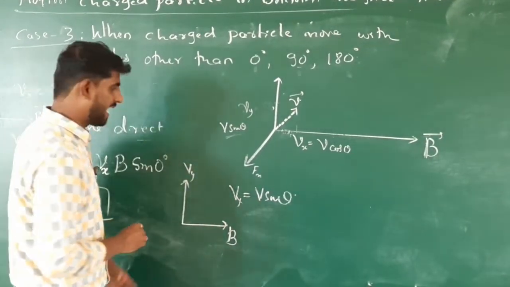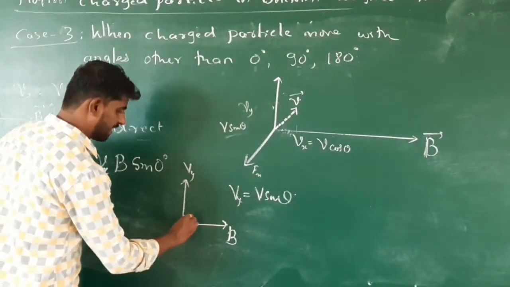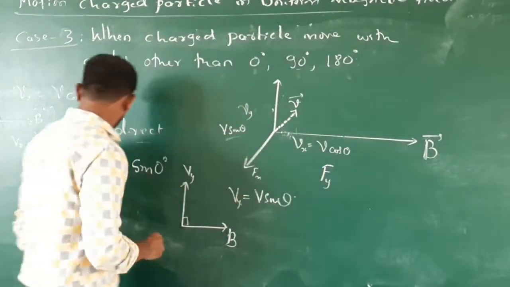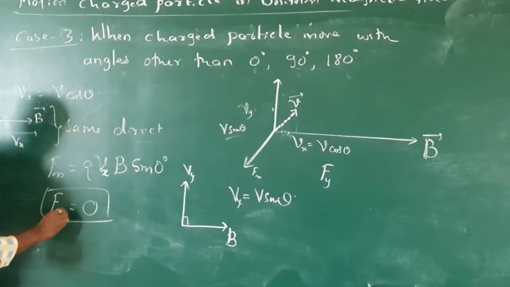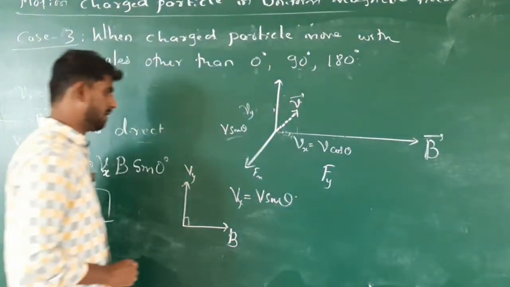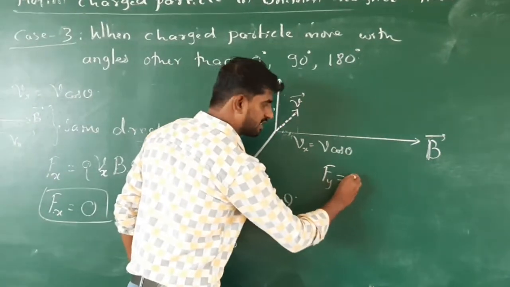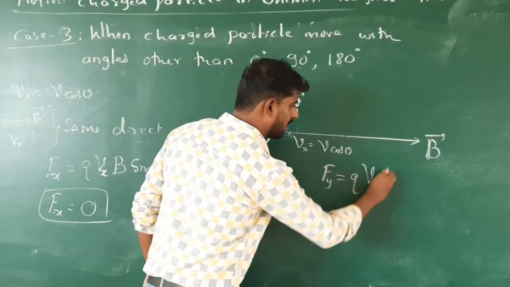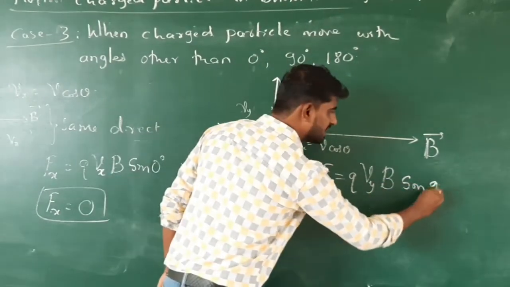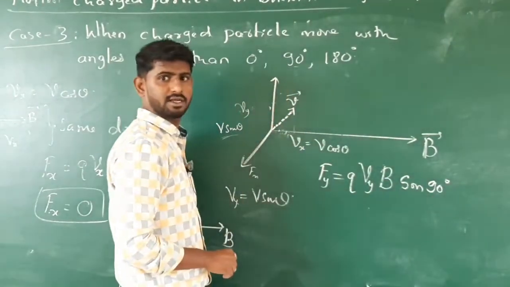So the angle between these two is 90 degrees. I'll write this as Fy, and this one I mark as Fx. Why am I writing it as Fx? The force due to the x component of velocity, and the force due to the y component of velocity. This is Q into Vy into B into sine of the angle between Vy and B. This is 90 degrees. Clear?